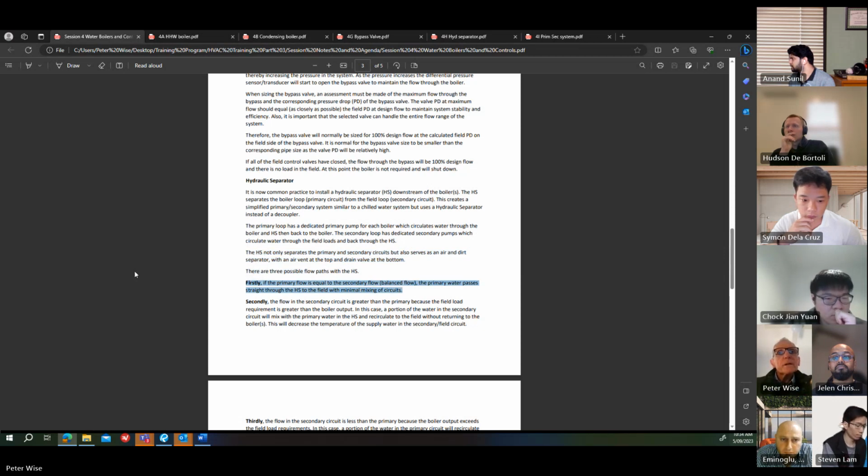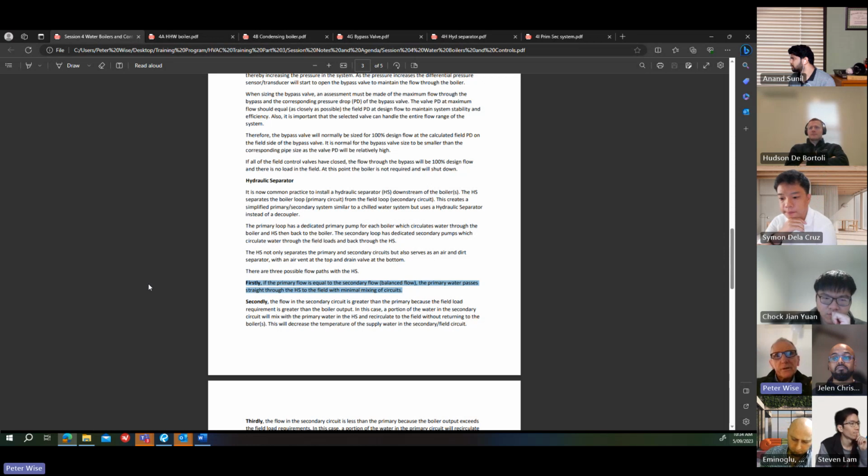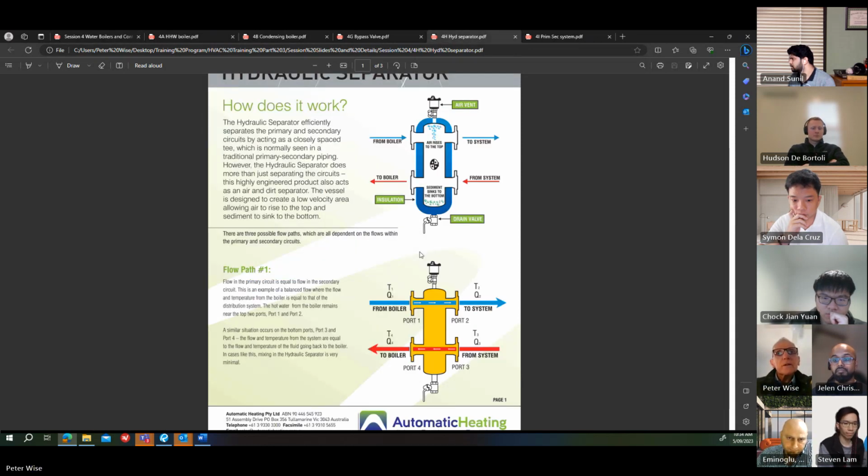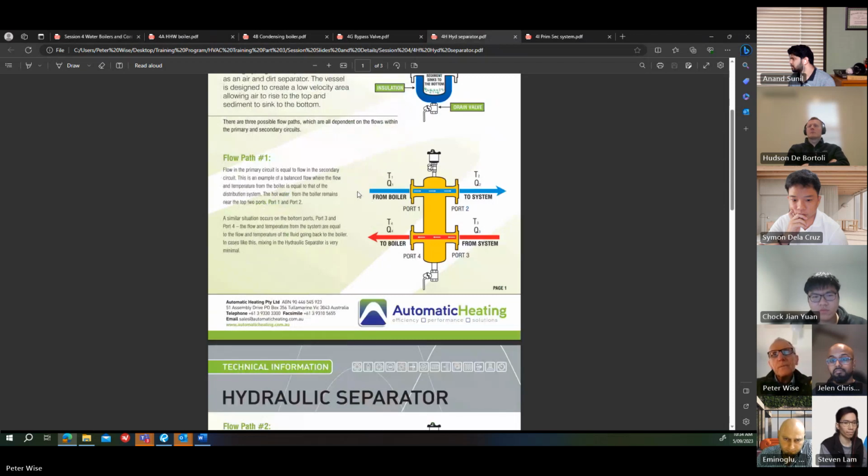Firstly, if the primary flow is equal to the secondary flow, or a balanced flow, the primary water passes straight through the hydraulic separator to the field with minimal mixing of circuits. So if we go back to the hydraulic separator, flow path number 1, we've got a balanced situation where the flow in the field is equal to the flow being produced at the boiler.